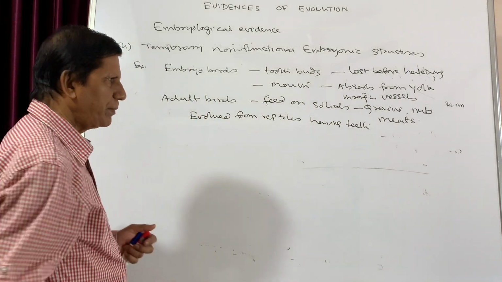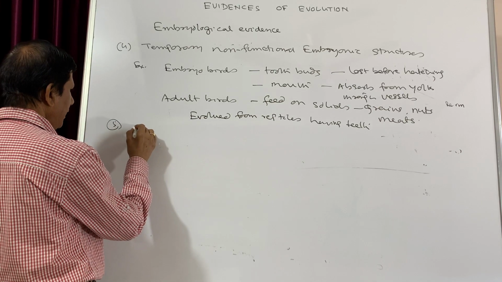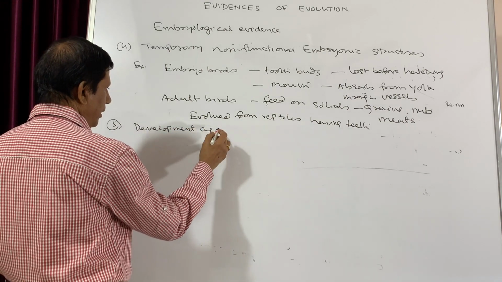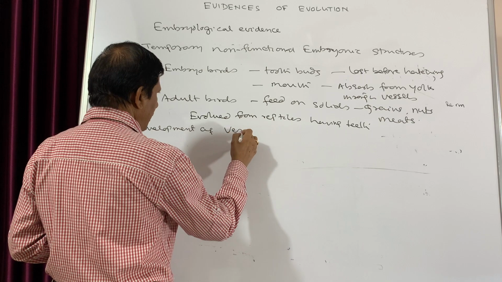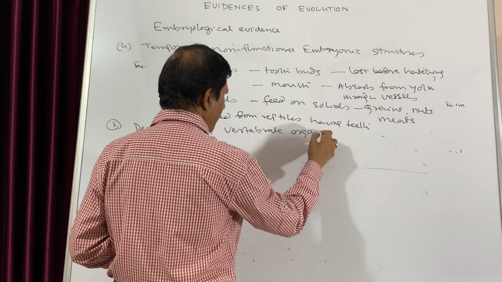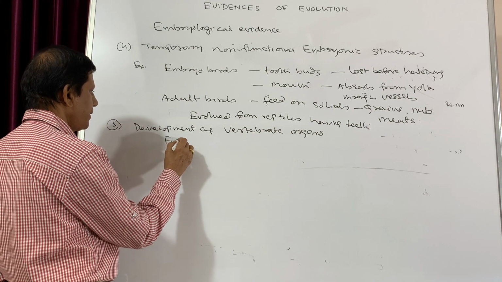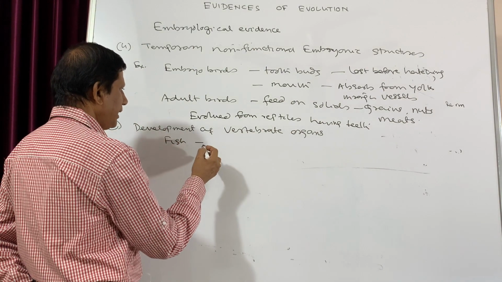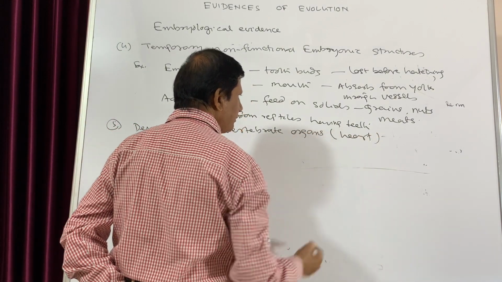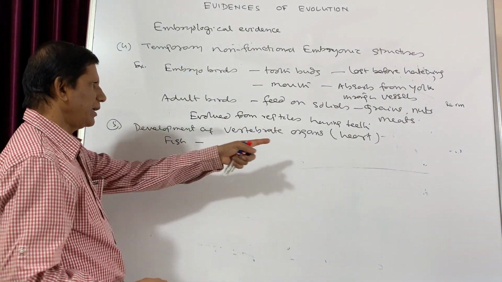Now let us give one fifth example. The fifth example is the development of vertebrate organs. Let us take the case of fish. Let us take the case of the heart, because in the development of heart, brain, kidney, you will find some similarities.